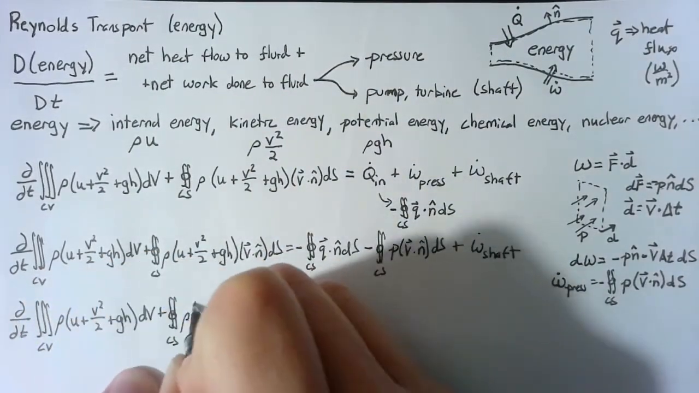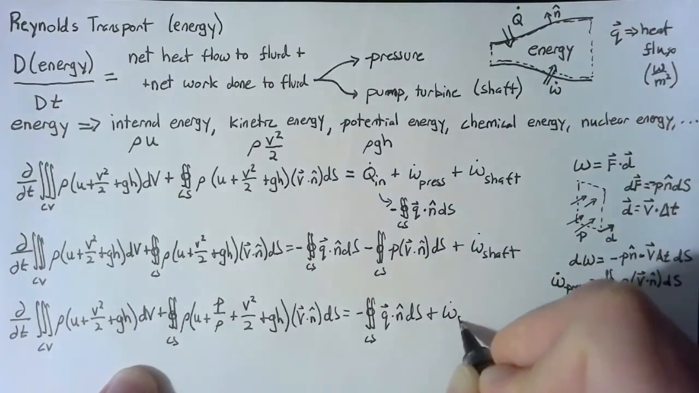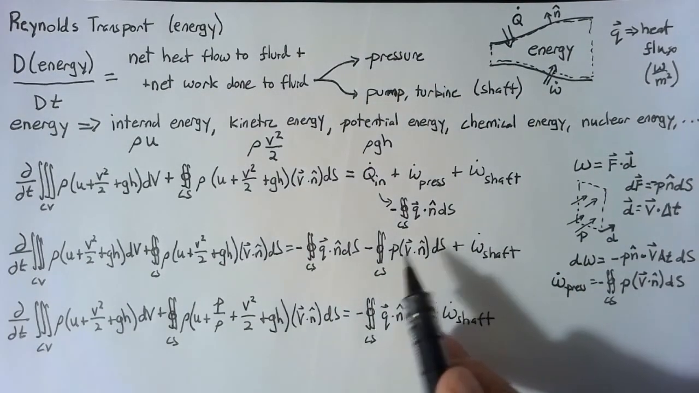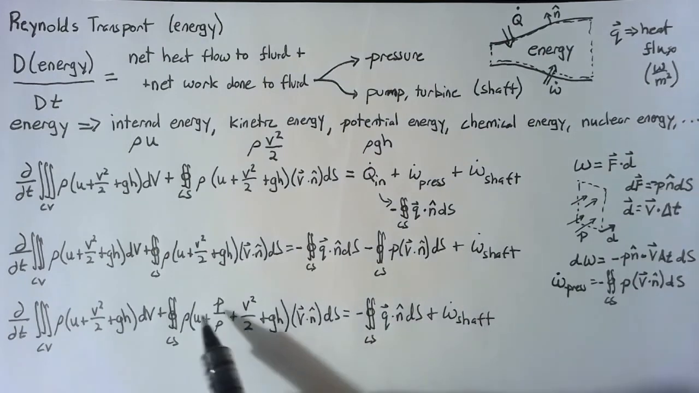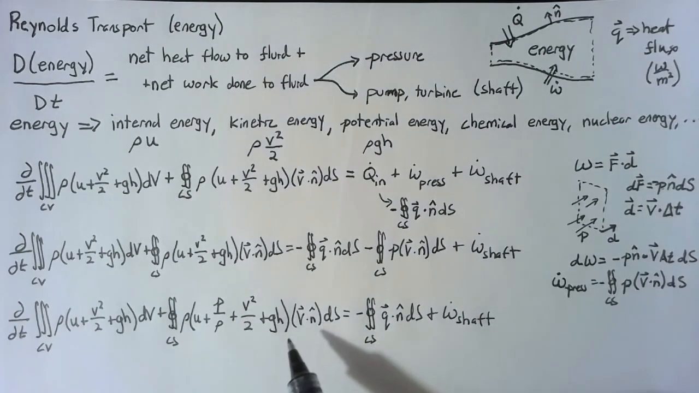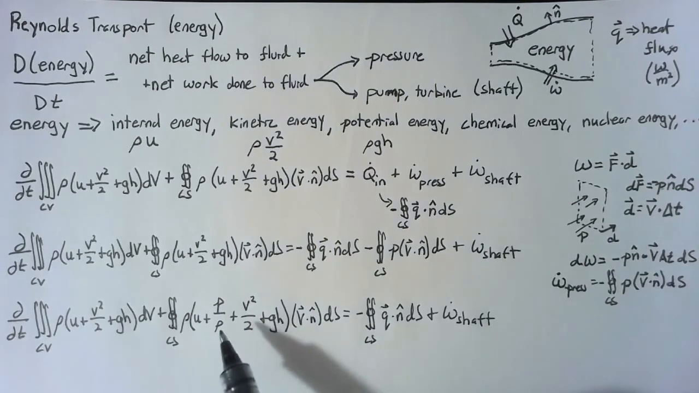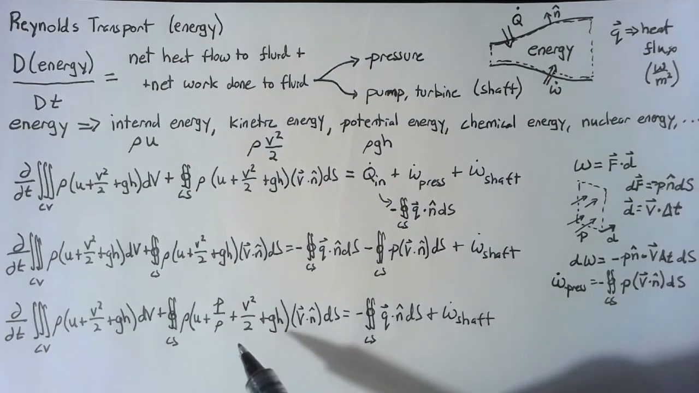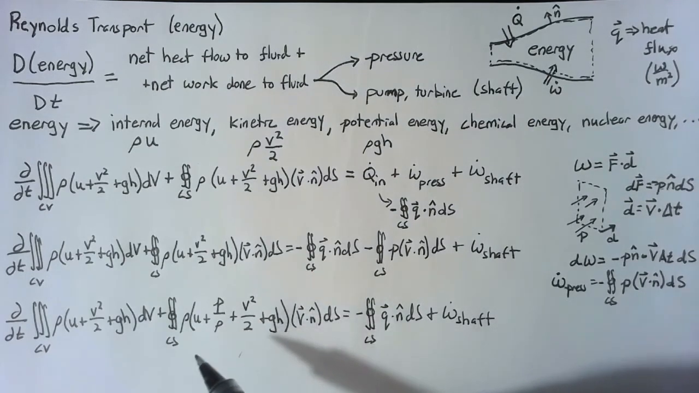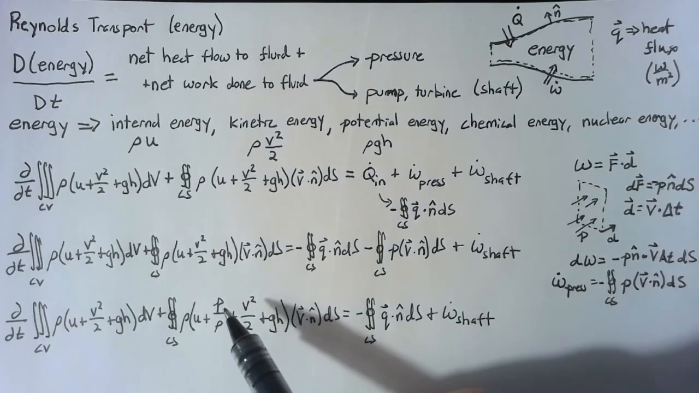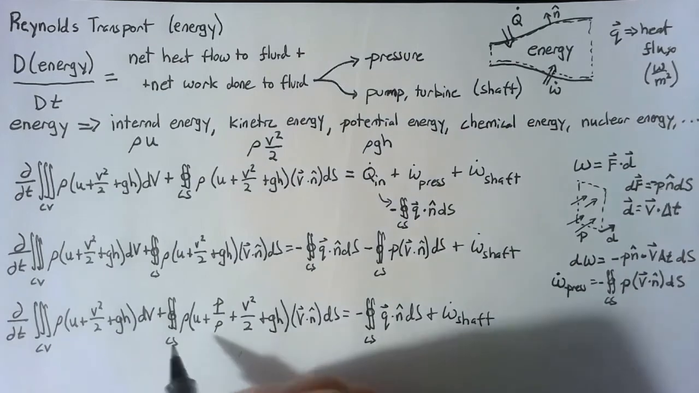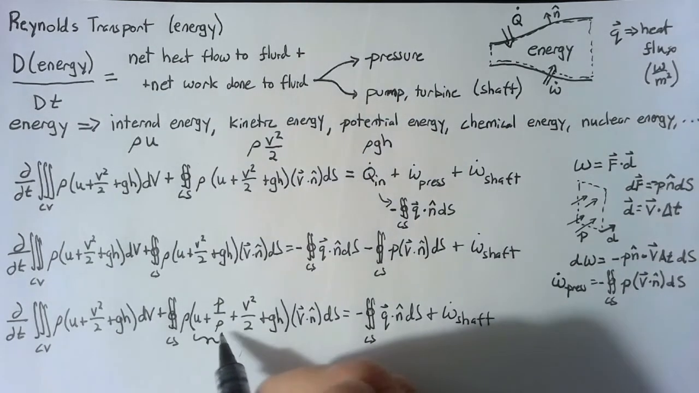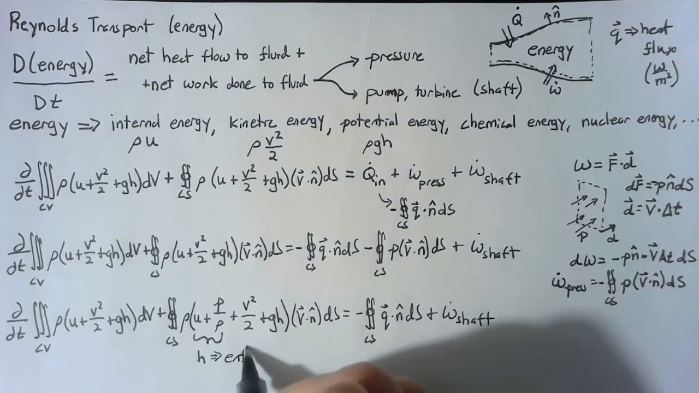So let's go ahead and do that really quickly. So we've gotten rid of this term on the right-hand side and moved it into this list of different types of energy. So now we have U plus P divided by rho. Now, if we're talking about a gas and we're using the ideal gas equation, we know that P is just equal to rho RT. And so P divided by rho is just RT. And if you remember from thermodynamics, U plus RT is simply equal to H, or the enthalpy.